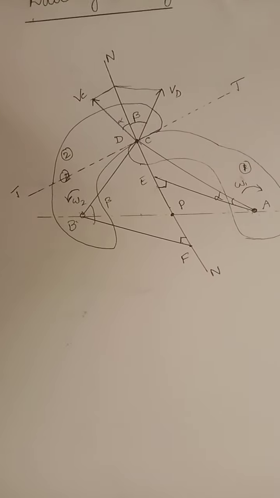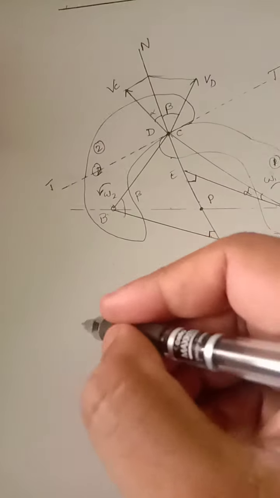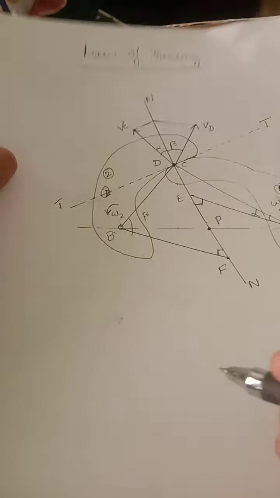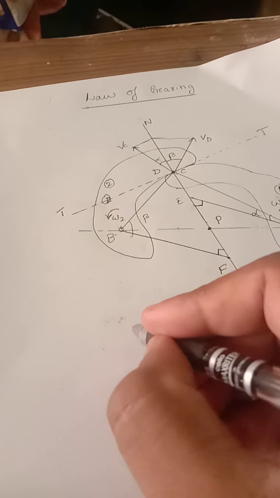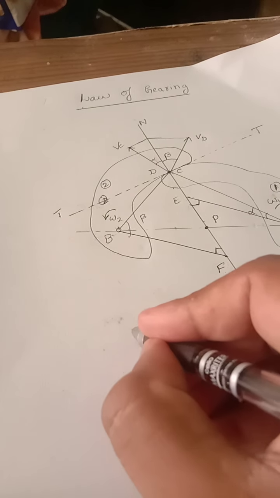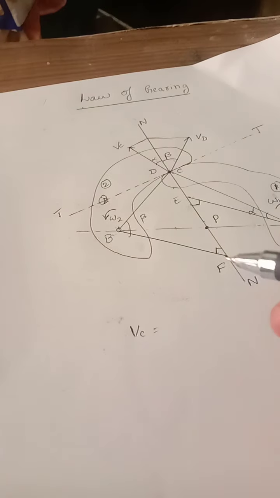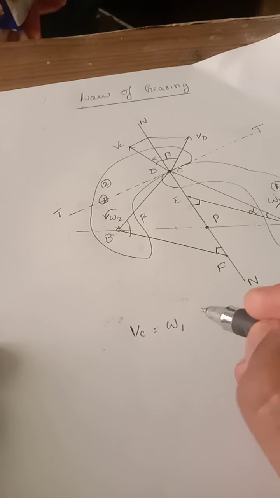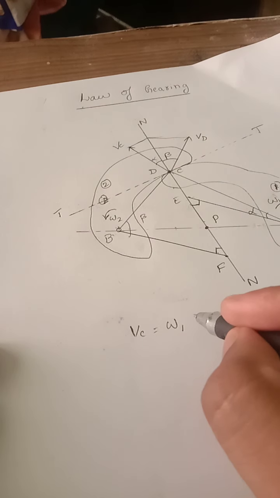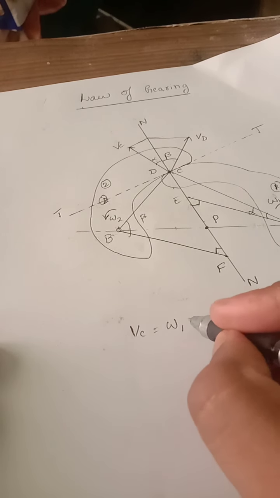Okay, therefore we can write like this. VC, the velocity of C, is nothing but the angular velocity omega 1 into the radius. What is the radius? The radius is AC.